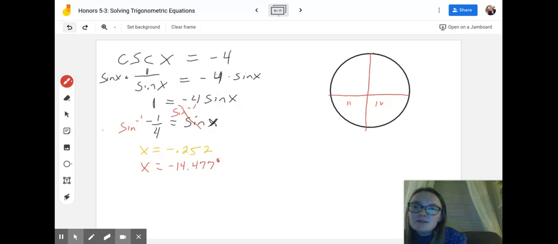And so my answer is going to be in the fourth quadrant, and it's also going to be in the third quadrant. It's kind of easier for me to see negative 14.477 degrees. So I'm going to go ahead and sketch in negative 14.477 degrees. Maybe it looks like this. In fact, it's probably smaller than that. Doesn't really matter though. So this right here is negative 14.477 degrees. Okay, so that's my first answer.